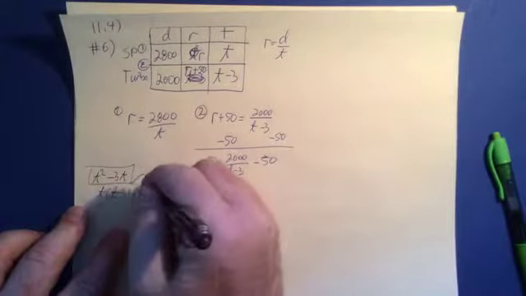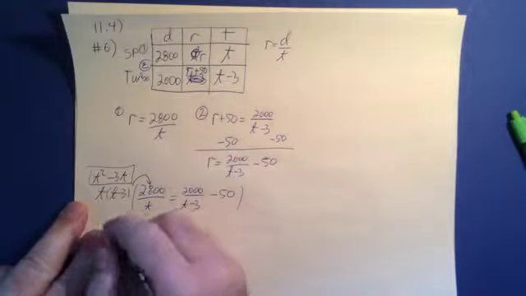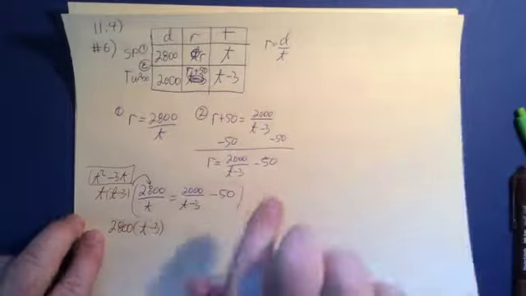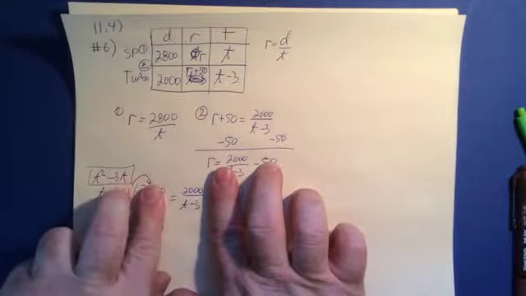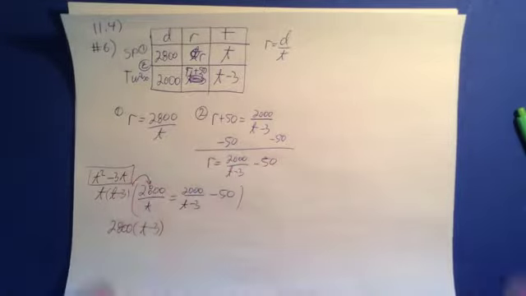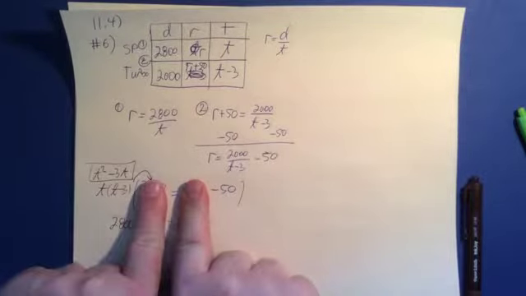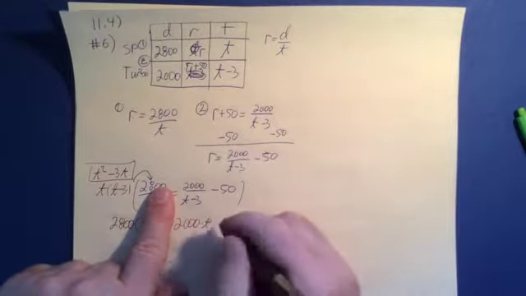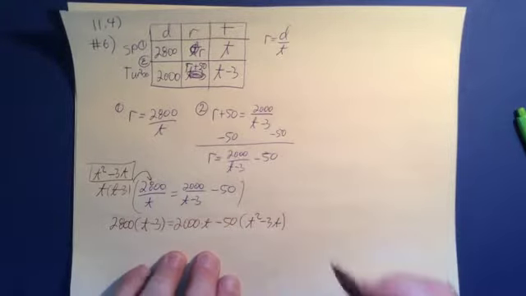When I multiply this by 2,800 over T, we see the T's reduce, giving us 2,800 times T minus 3. In the next part of the problem, we have a T minus 3 here and a T minus 3 here. Those are going to reduce, giving us 2,000 times T. In the last part of the problem, we have a negative 50, and nothing's going to reduce. So we're going to multiply it by just this product here. So it's going to be minus 50 times T squared minus 3T.